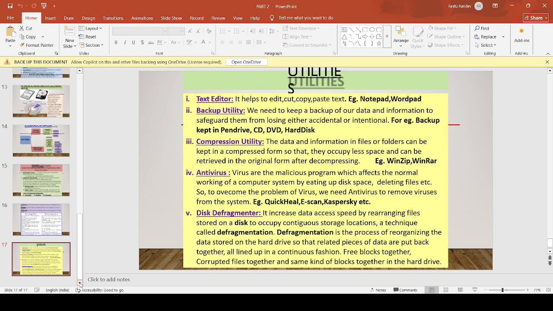And antiviruses like Quick Heal, eScan keep the system clean. They do not eat up the disk space. They help us to delete the files and overcome the problems of viruses. So we are using antiviruses. Whereas the disk defragmentation tool enhances the speed of the system or the disk. How? It will defragment and rearrange the files so that a pool of memory is created and the chunks of the files are organized in a serial manner.